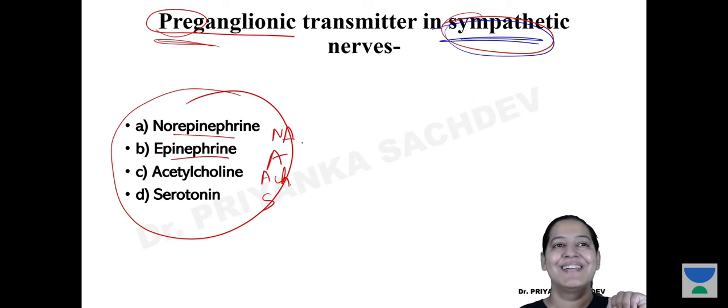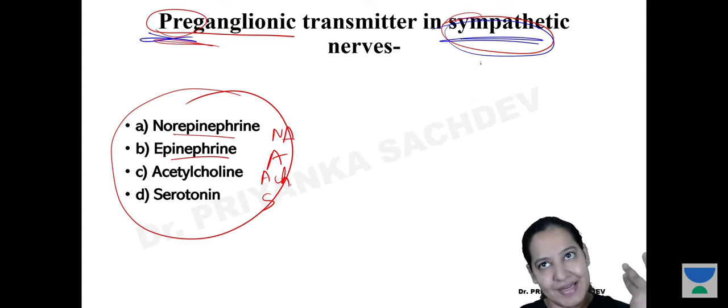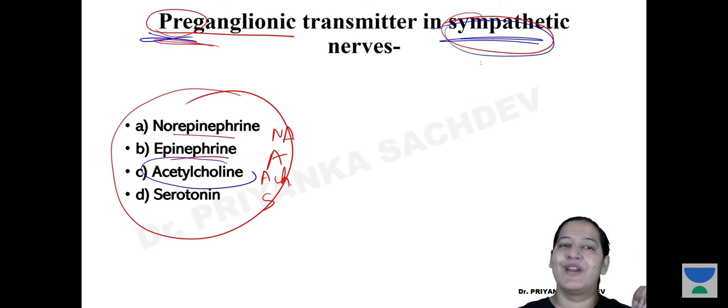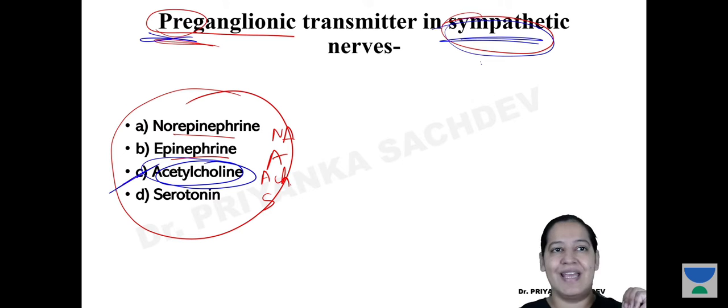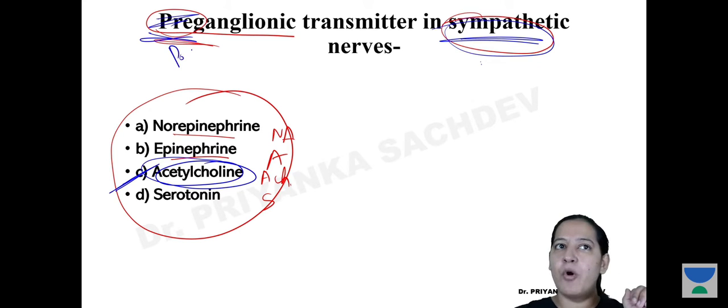Yes? So the question is tricky yet simple. Preganglionic of both, whether it is sympathetic or parasympathetic, it secretes acetylcholine only. So the correct answer here is C. If instead of preganglionic, I ask postganglionic in the same question, then your answer will become A.